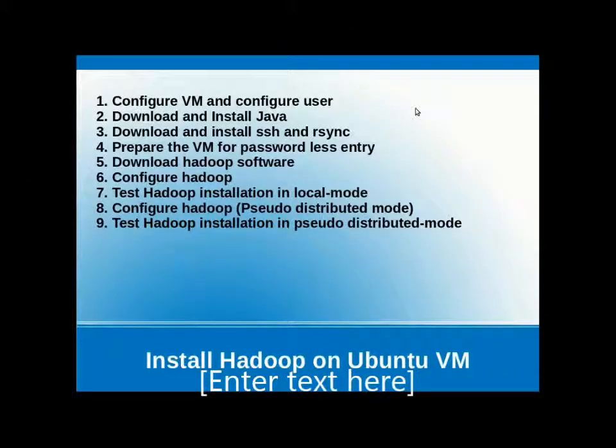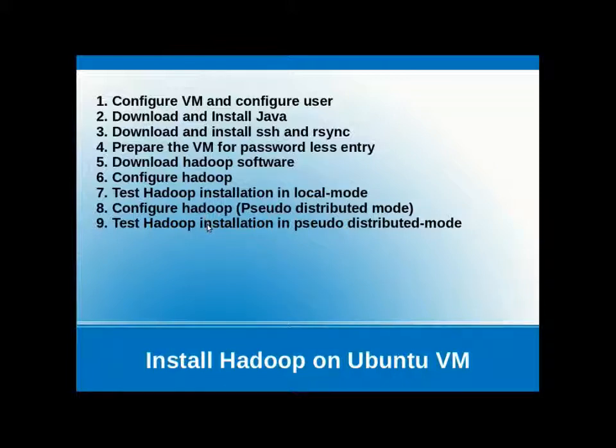How to install Hadoop on Ubuntu VM? Step 1, configure VM and configure user. Download and install Java on VM, download and install SSH and rsync. Prepare the VM for passwordless entry, download Hadoop software, configure Hadoop, test Hadoop installation in local mode, configure Hadoop for pseudo distributed mode, and test Hadoop installation in pseudo distributed mode.